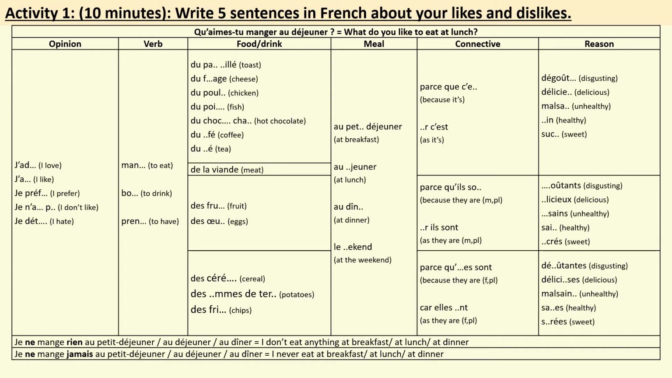So this is the sentence builder from last lesson, but try not to look back, just use what's on the screen. Take your time and write 5 sentences about your likes and dislikes for different meals. Pause to do that now and press play to move on.